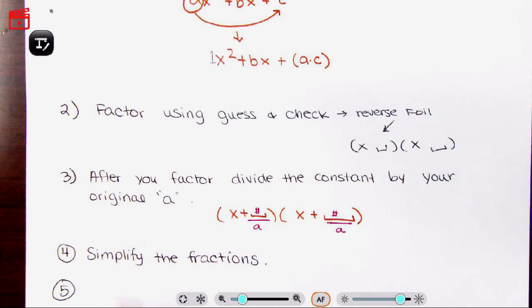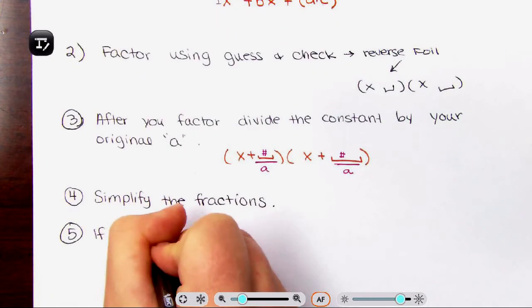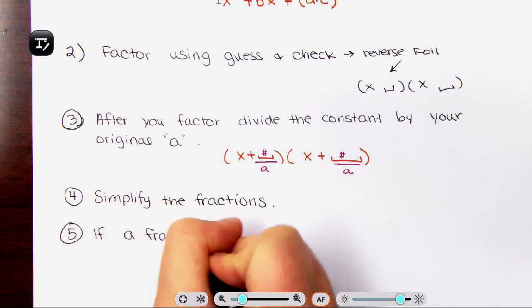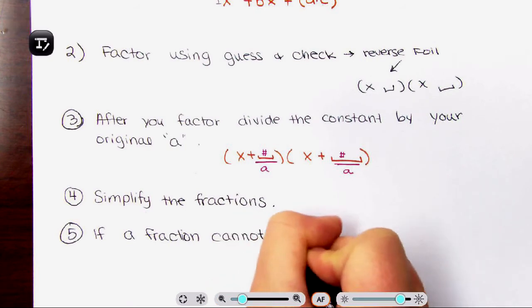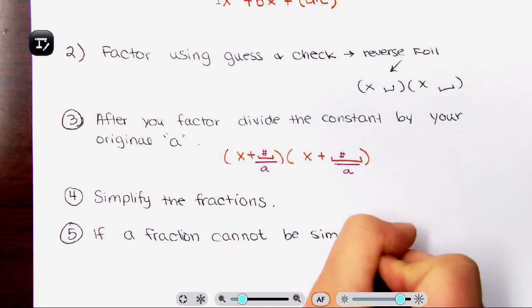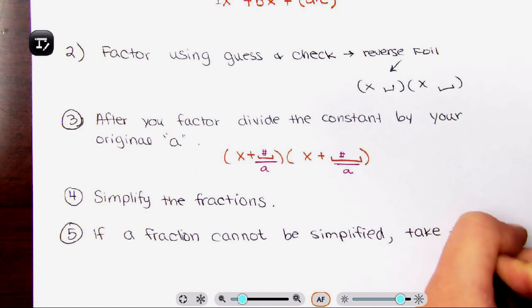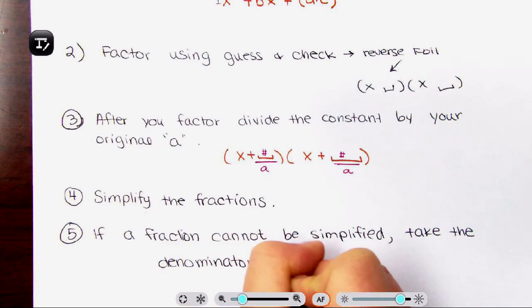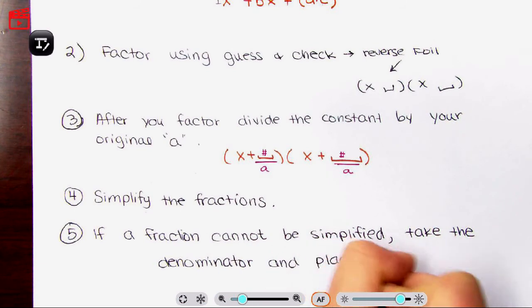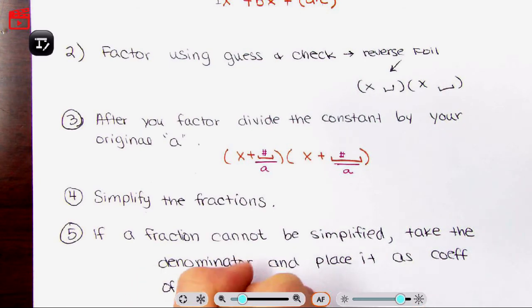Step number, I think I called this number 5, but this is step number 4. This is step number 5. If a fraction cannot be simplified, take the denominator and place it as the coefficient of x. So for example, let's say this one does simplify.